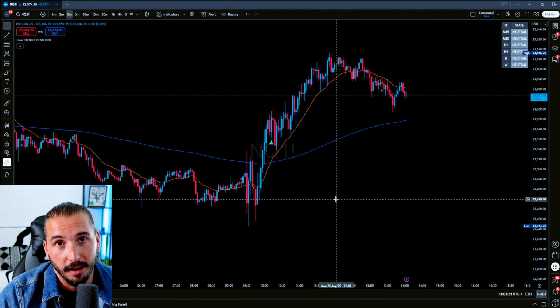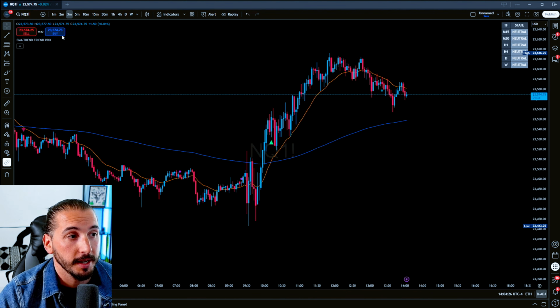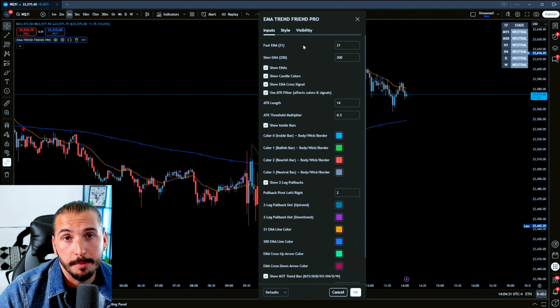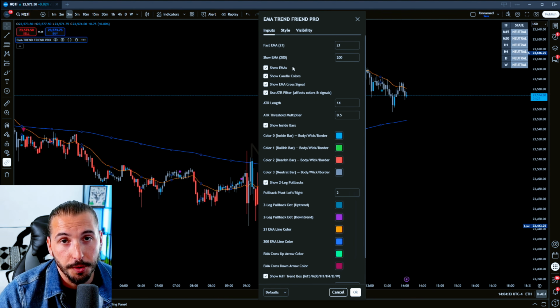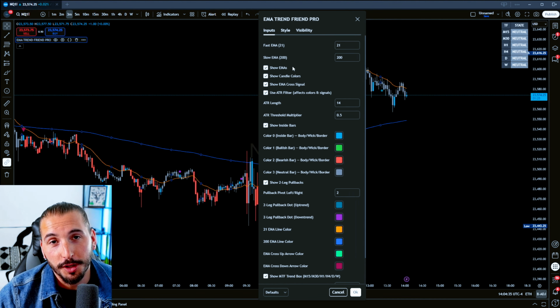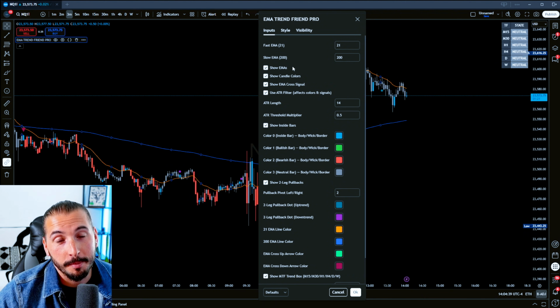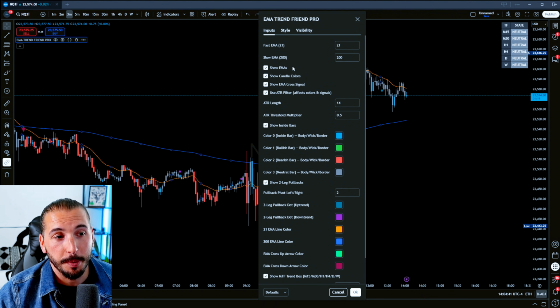Now, the first thing I like to do is customize it for me personally. So I come into the settings and you can see the fast EMA is the 21 and the slow is the 200. Now, anyone who watched my video on trading the 5-minute EMA or trading multi-timeframe EMAs, this indicator is going to be super helpful for you.